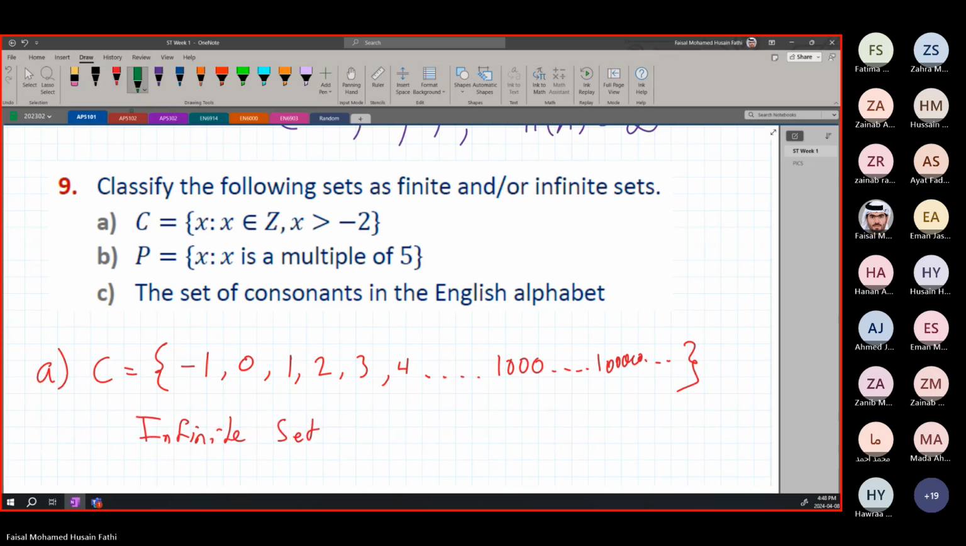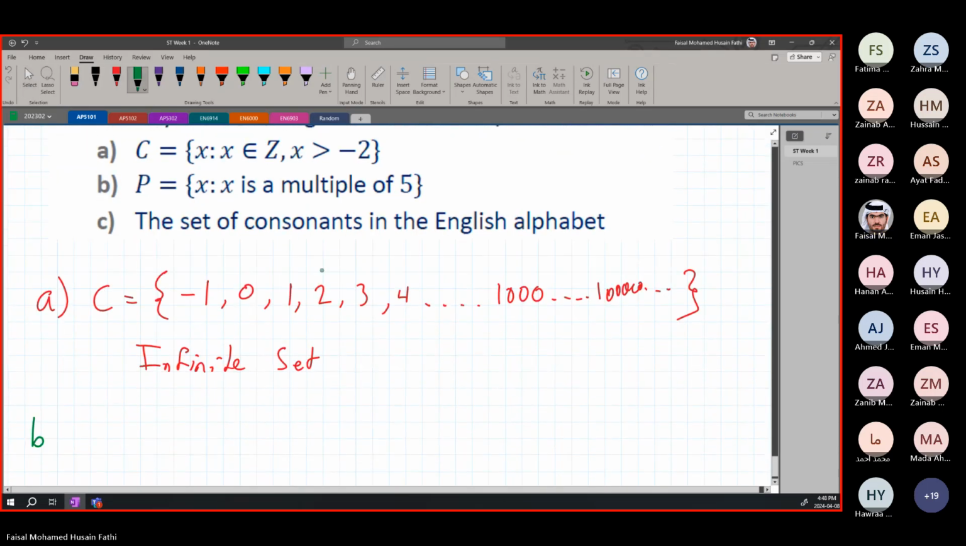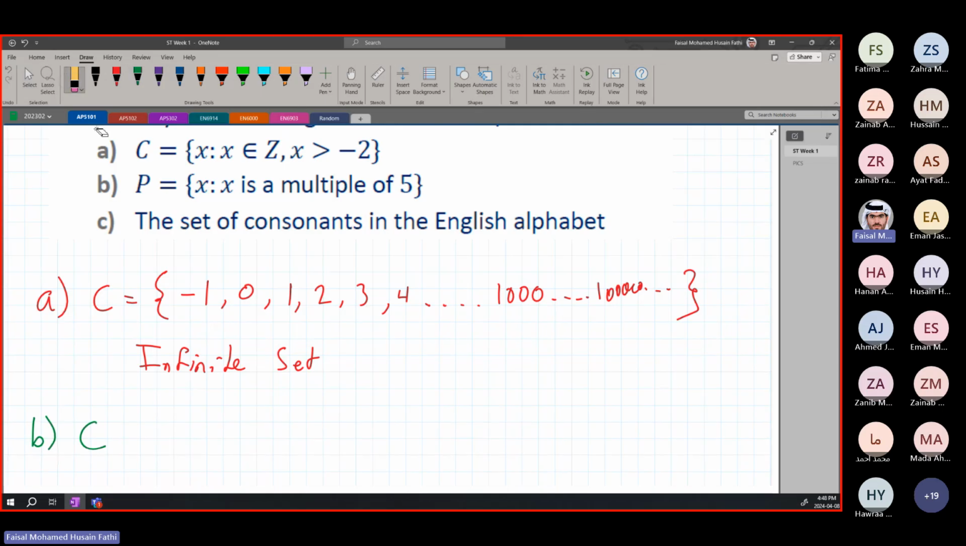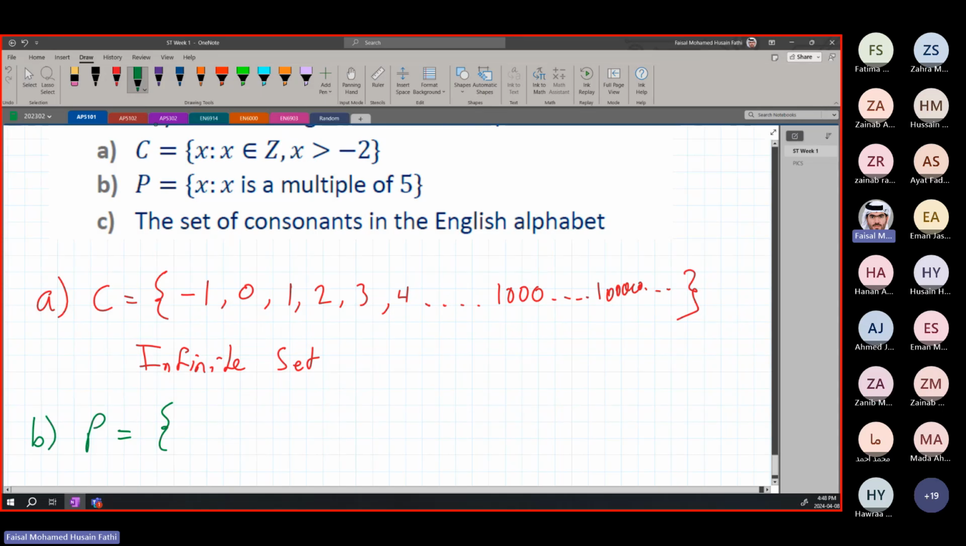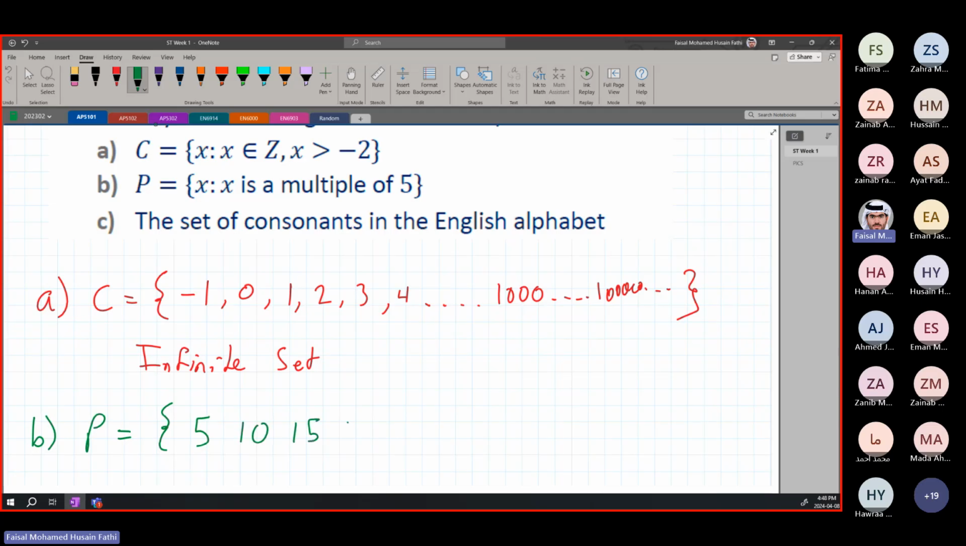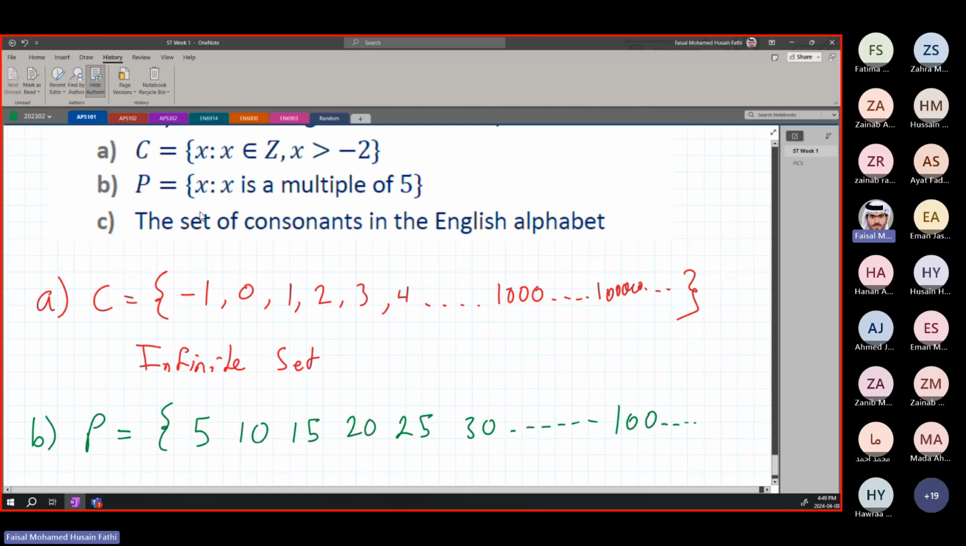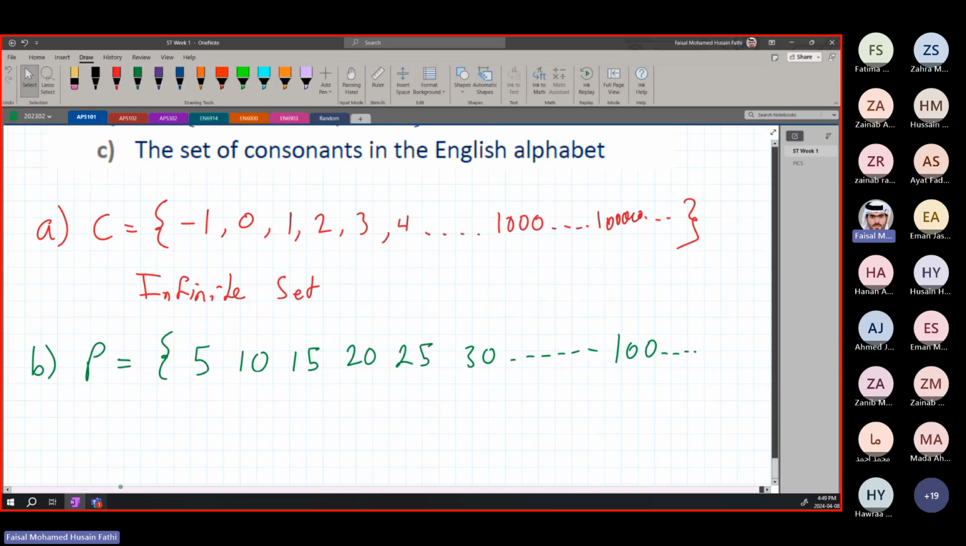All right. Part B, P in this case is X, where X is a multiple of 5. So we'll start by 5. A multiple of 5 means it's divisible by 5. That means 5 times 1, 5 times 2, 5 times 3, 5 times 4. Okay? So we have 5, then 10, then 15, then 20, then 25, then 30, then 100. It never stops again. So this is also an infinite set. It's a never stopping set.